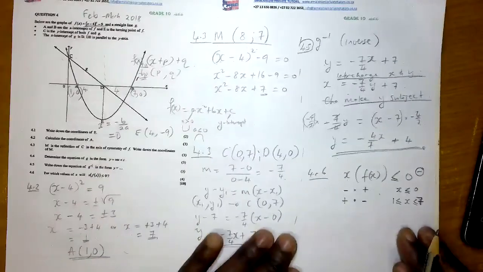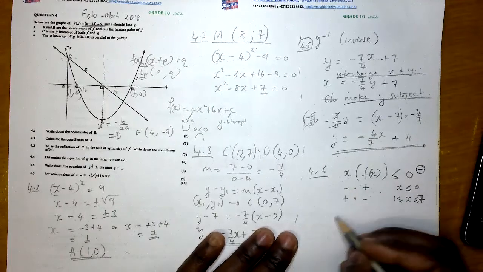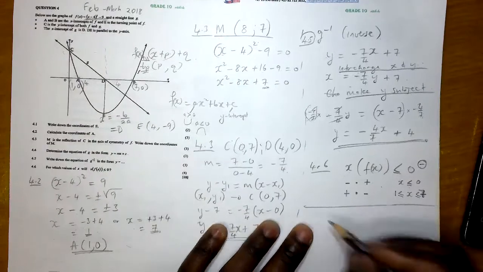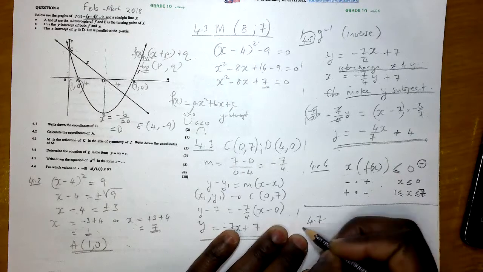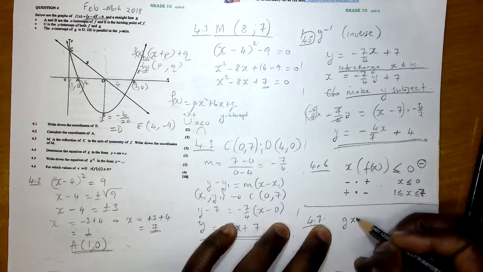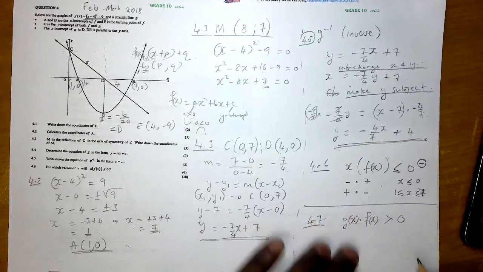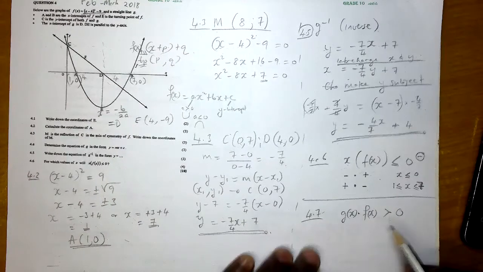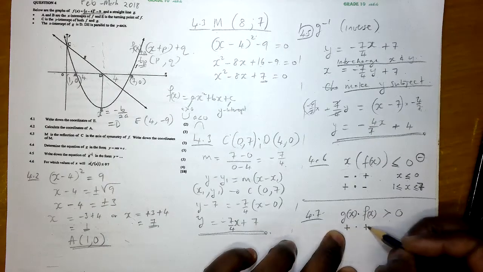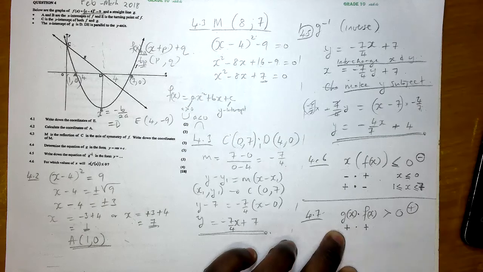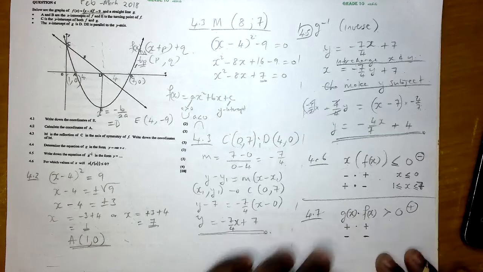These are things that you must always remember. The question can also come saying, for which values of x, if we say g of x times f of x is greater than 0. For us to get something greater than 0, we find where g of x is positive and f of x is also positive, so that we get a positive. Or we can find where both of them are negative, where f of x is negative and g of x is negative.